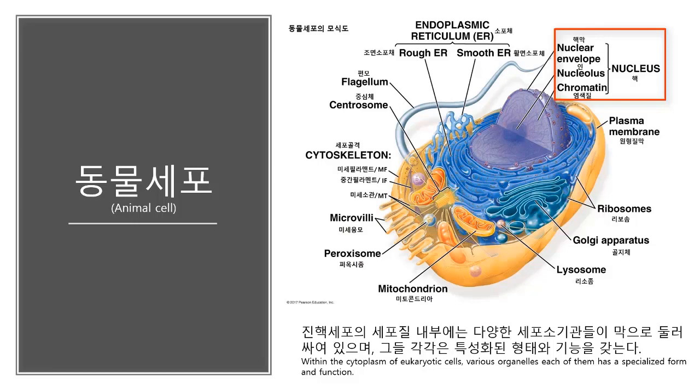A nucleus has one or more nucleoli. And then we have the chromatin. This is a material consisting of DNA and proteins, visible as individual chromosomes in a dividing cell.